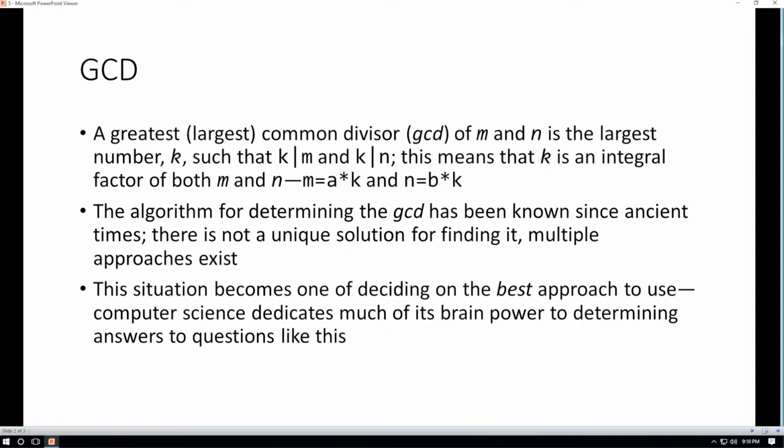An algorithm for determining the greatest common divisor has been known since ancient times, and there have been many others since. So there's not a unique solution for finding this. There are just some better ones. This is a situation of deciding which approach is best. Sometimes that has to do with the amount of time it takes to compute, the amount of memory necessary to compute, or perhaps the mathematical understanding of the programmer.